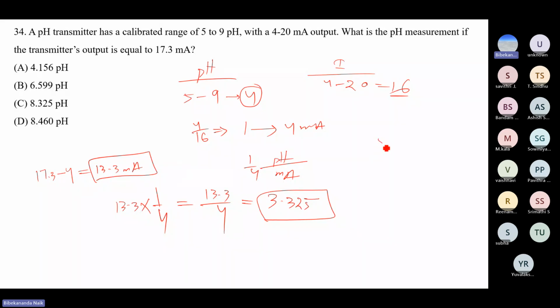Since initially it was 5, so 5 plus 3.325, it will be 8.325. So 8.325 is the pH which corresponds to this current of 17.3 milliampere. So initial at 4, it is 5, at 20, it is 9. So at 17.3, the pH is 8.325.